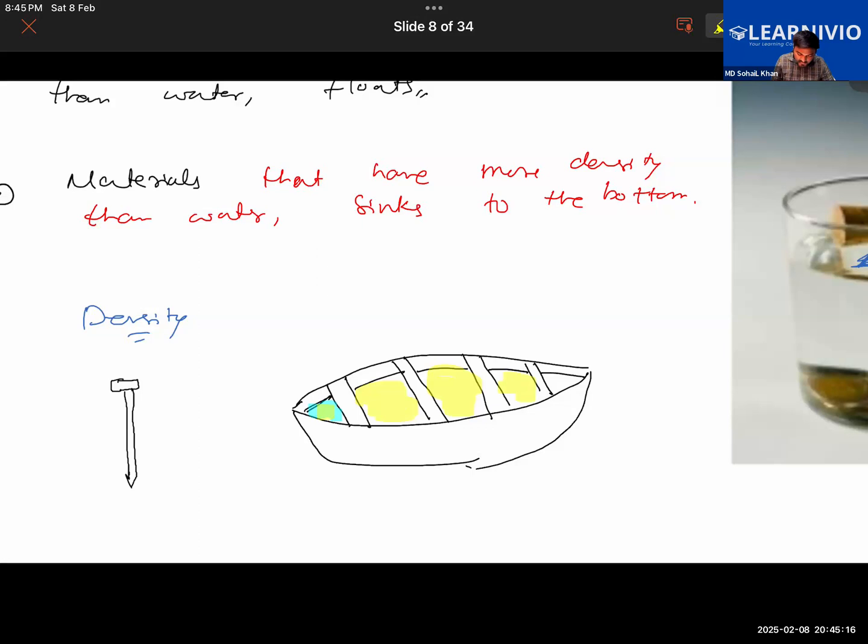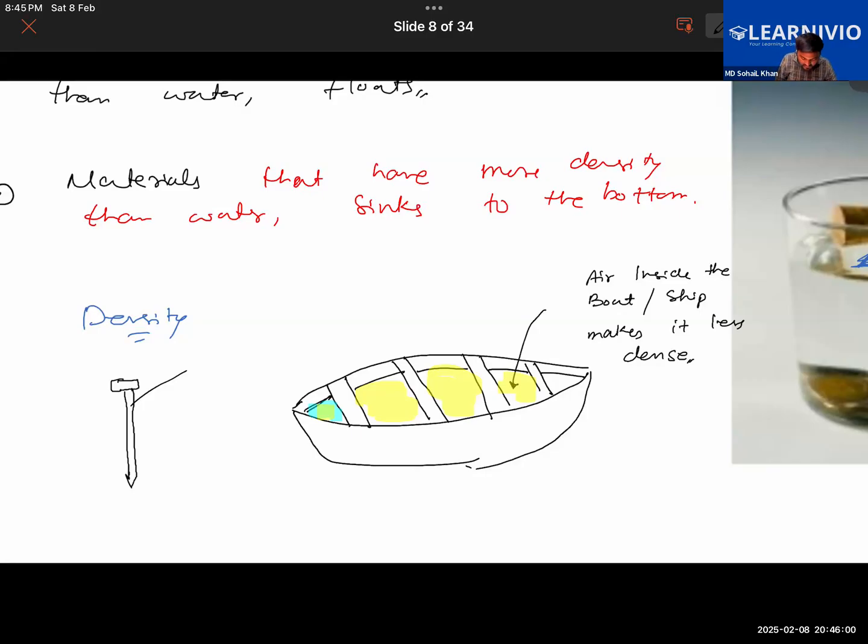Getting it? So we see that it is basically having air inside it, right? So the air inside the boat or ship makes it less dense. Getting it? So thereby, the overall density of the ship or the boat is less than the water, so it is going to float. But here, it does not have any air inside it. It is completely filled with iron. So thereby, it is going to sink.